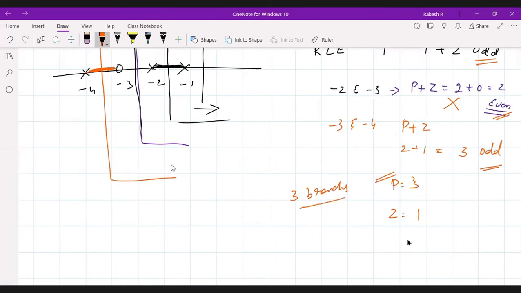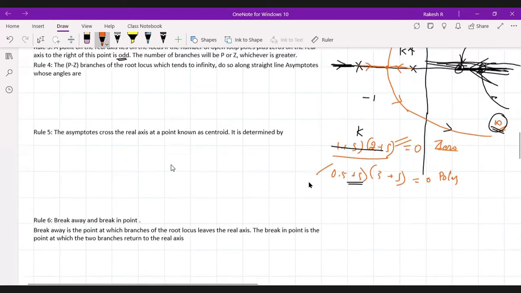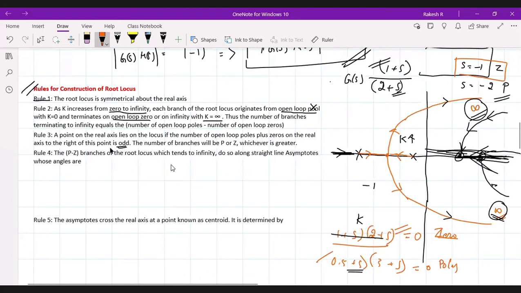If we have the zeros as 4, that means we will be having 4 branches. If P is 3 and Z is 4, that means we will be having 4 branches. If poles are 3 and zeros are 1, whichever is greater, that is 3 branches. 3 is greater, so we will be having 3 branches here. That is what rule number 3 is.